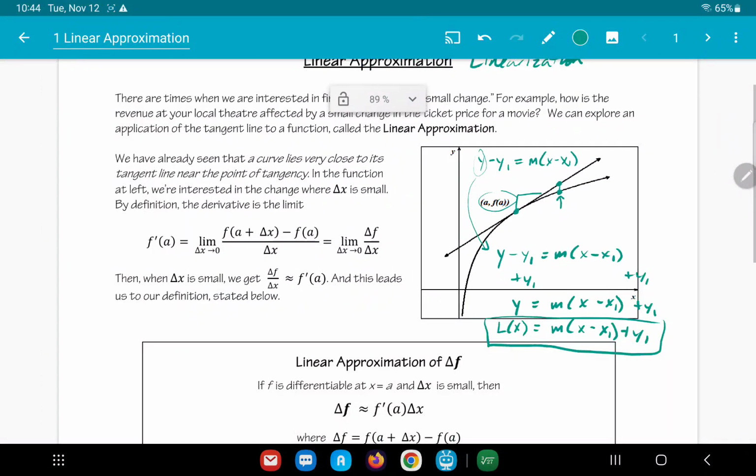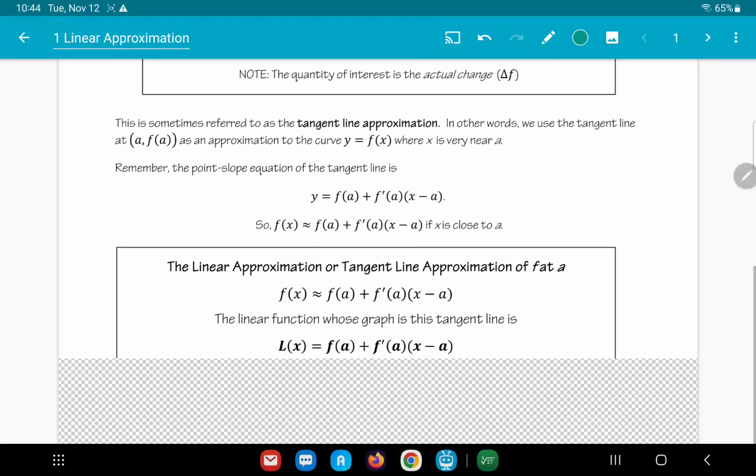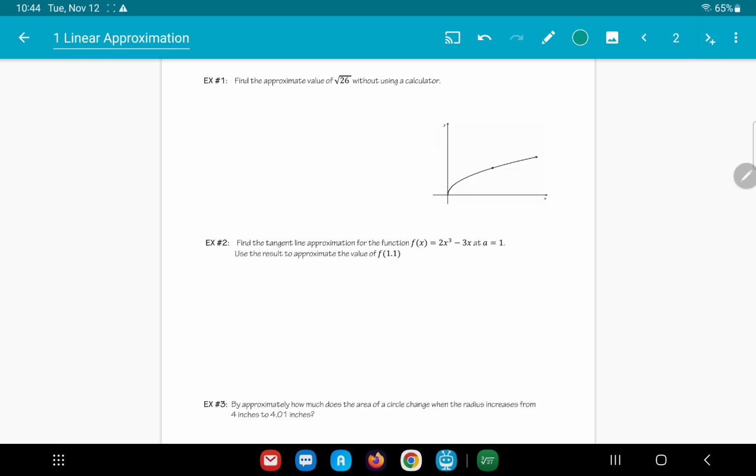Okay? So as we scroll through this page here, you'll notice that the main gist here is that we write our linear approximation in the form of y minus y1 equals m times x minus x1. We just move the y1 over and turn that y into an L of x. That's basically it. Okay? Let's go ahead and take a look at a few problems on the next page.